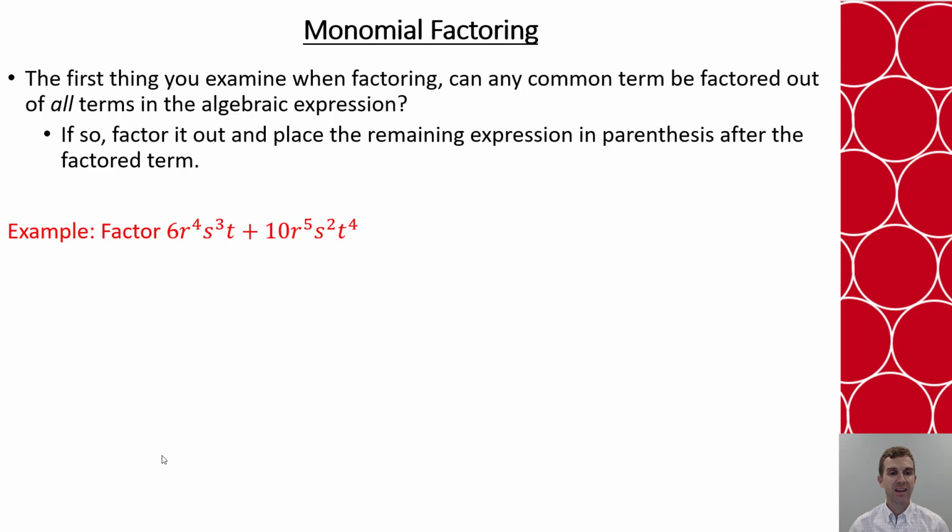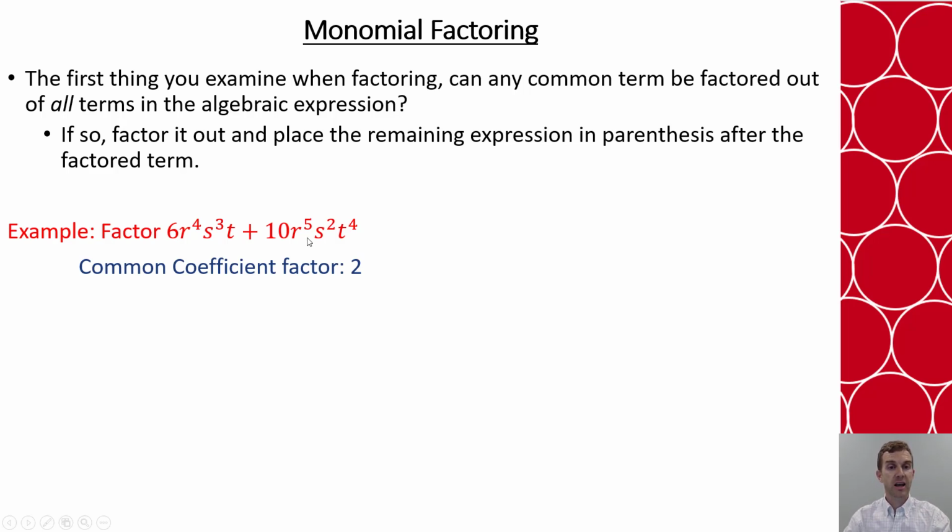So let's look at an expression here. 6r to the fourth s to the third t plus 10r to the fifth s squared t to the fourth. So here we have an expanded expression and we want to factor it. That means we're going to look first at the coefficients, then each of the variables and say, can we factor out anything from each of those? In this case, when I look at 6 and 10, they are both divisible by 2. So my common coefficient is 2. I'll divide both terms by 2.